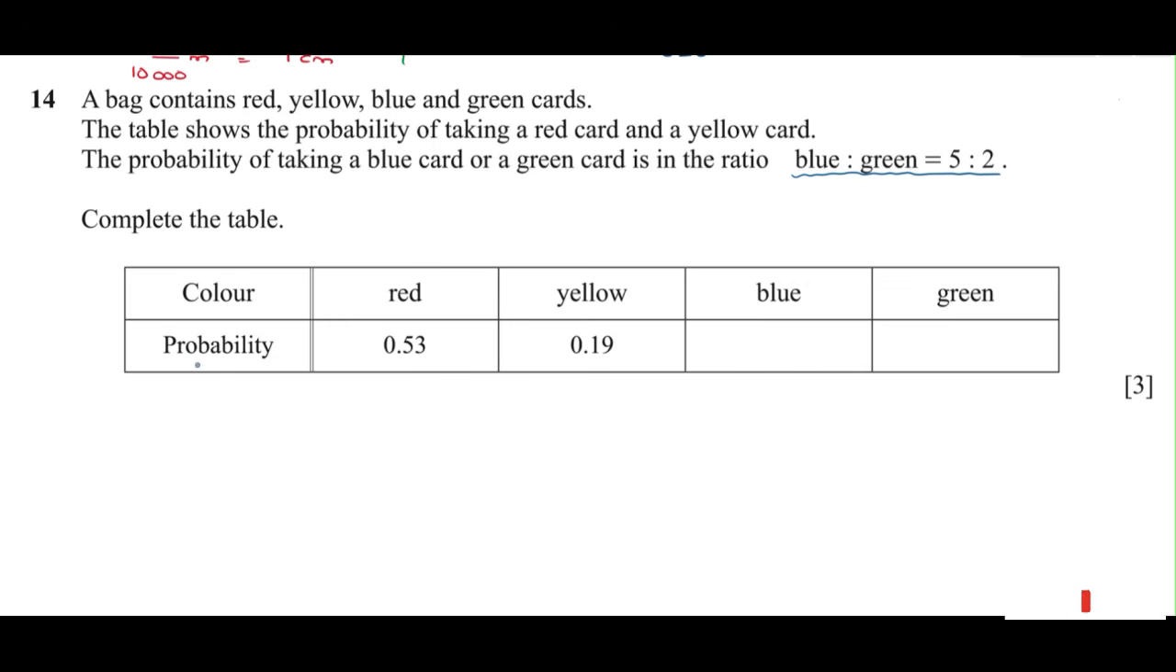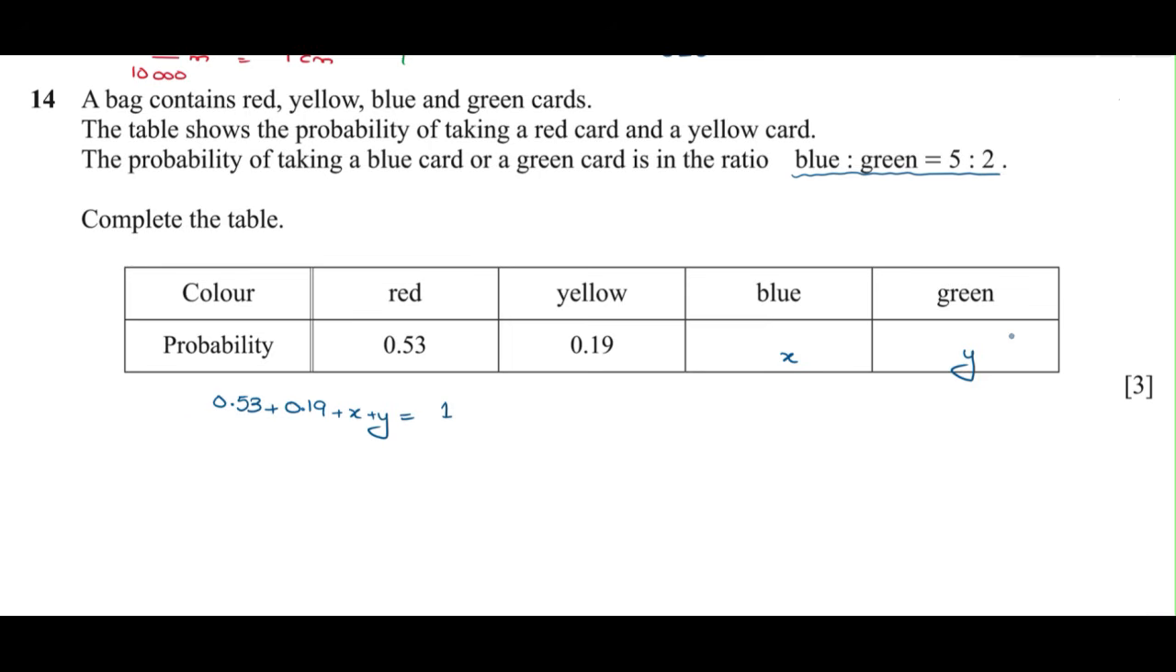Okay, so we know that sum of all probability should be equals to 1, right? So the probability for red is 0.53, the probability for yellow is 0.19. Let's say the probability of blue is x and the probability of green is y. So the sum of everything should be equals to 1, because we know that sum of probability is always equals to 1, right?